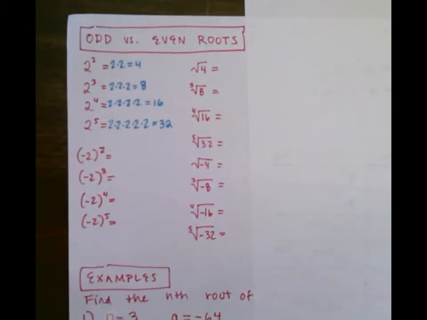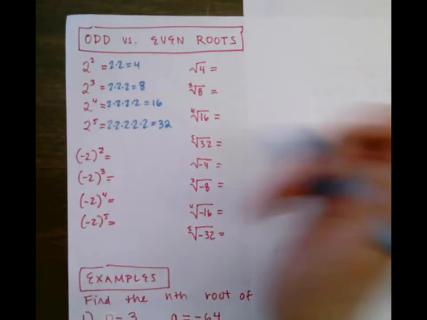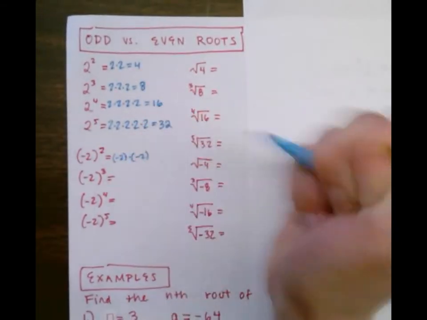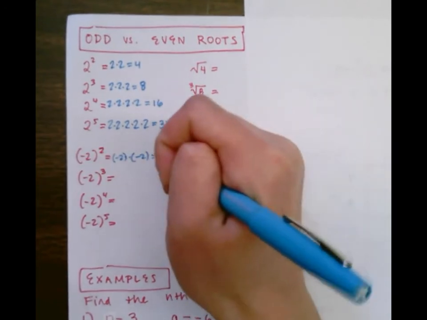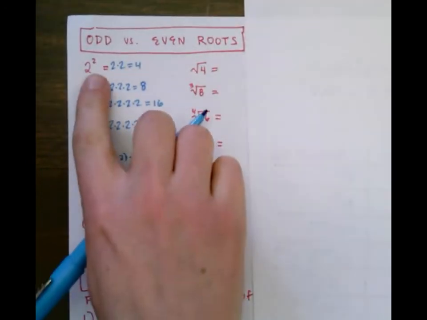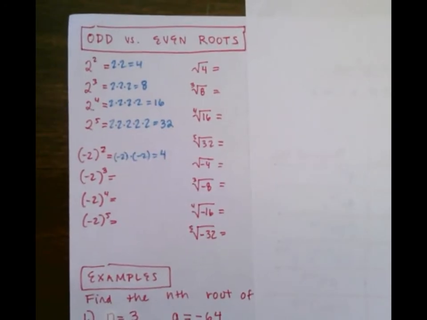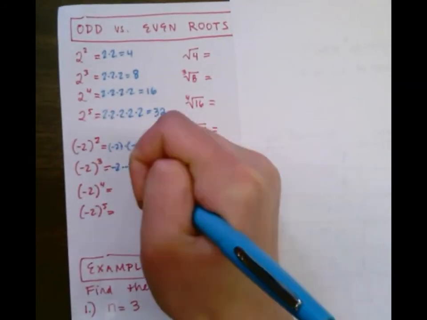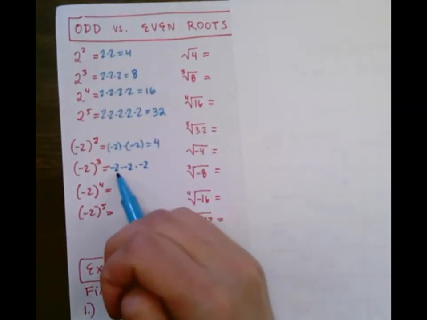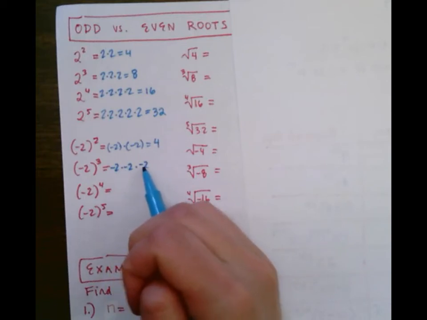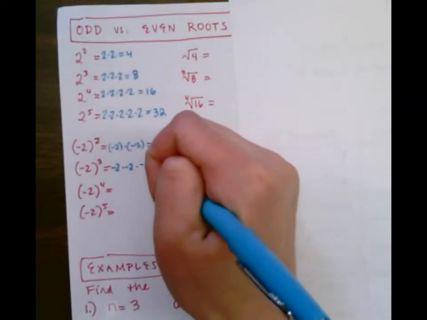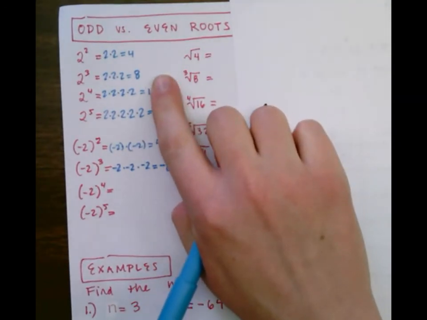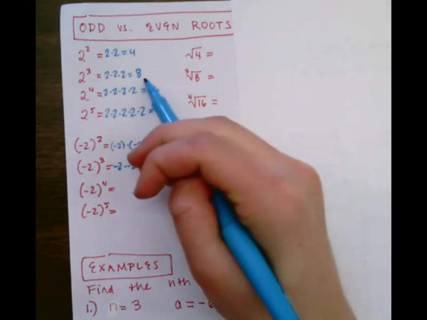Now I'm going to do the same thing with the negative bases. Negative 2 times negative 2 is equal to positive 4, right? Notice that negative 2 squared gives the same thing as positive 2 squared. Next, we have negative 2 to the 3rd, so that's negative 2 times negative 2 times negative 2. Negative 2 times negative 2 is positive 4, times another negative 2 would be negative 8. Notice I have a different solution than I did for my 2 to the 3rd power. I get negative 8 instead of positive 8.